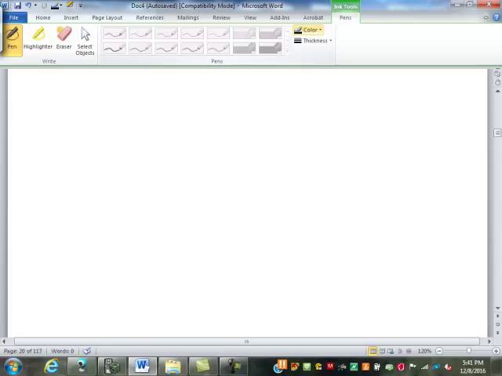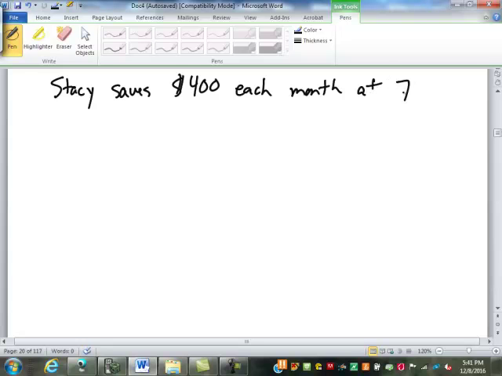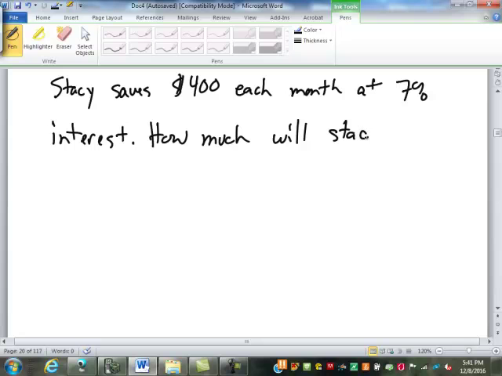So the other side of it was, what if we knew the payment? So let's say Stacy saves $400 each month at 7% interest. How much will Stacy have in 25 years? Figure that one out for me.